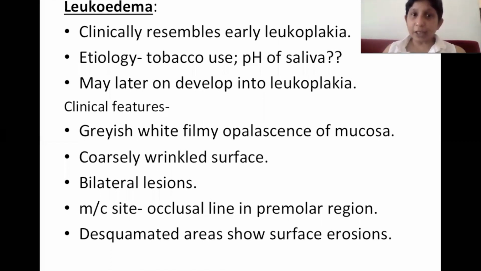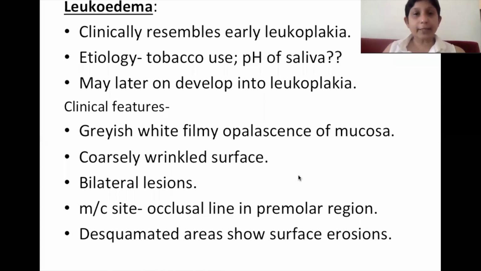It might have a very coarse, rough, wrinkled surface. They can be bilateral lesions. You can see it on both sides of the cheek. The most common site is the occlusal line in the premolar region. Because it's actually not a potentially malignant lesion, but it is included in this because it is a white lesion again. So the occlusal line, when you close your mouth, is a line which forms along the occlusal surface of your upper and lower teeth. That is called the occlusal line, and it can be white in color.